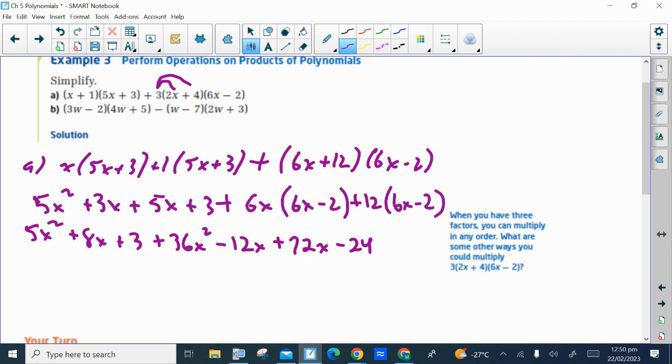And now I can put my like terms together. I've got a 5x squared plus a 36x squared. I've got an 8x, a minus 12x, a plus 72x, and then I have two constant terms, a positive 3 and a minus 24.